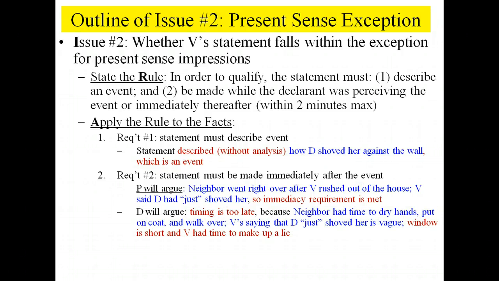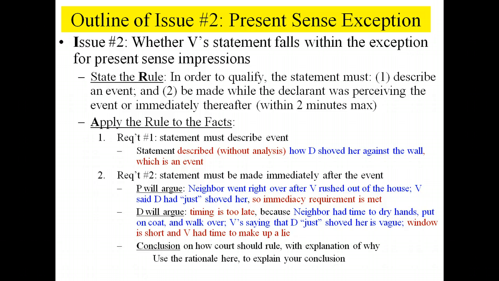Ask yourself whether there are any facts supporting the other side, and here there are. I think that the defendant has a good argument that the timing is too late because neighbor had time to dry her hands, put on her coat, walk over, and the word "just" is often vague. Again, we're looking here for whether the person had time to make up a lie. That's the rationale, and it also helps us apply this, so that's a good place to use it. Then I'd be looking for you to make a conclusion after arguing both sides, with an explanation of why you think that one side should win or the other.